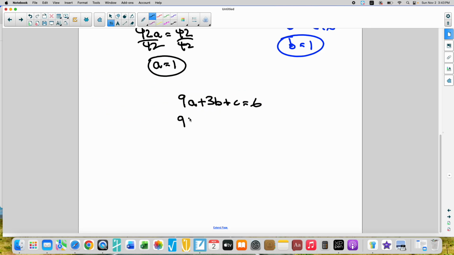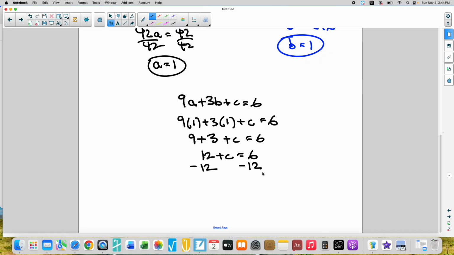We have A equaling 1, B equaling 1. We're solving for C. 9 plus 3 plus C equals 6. 12 plus C equals 6, minus 12 from both sides. C equals negative 6. There's my third value.